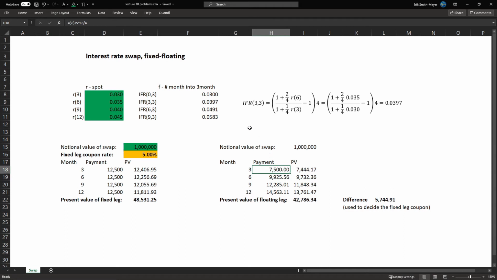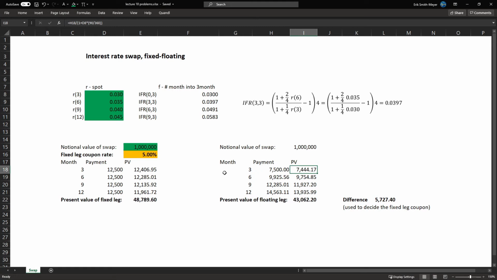And we see that the implied forward rate curve is upward sloping, so we expect the payments to go up, right? And we do the same for every single payment. We use the implied forward rate, the 3-month implied forward rate, times the notional value, and divide it by 4, because we have 4 payments per year. And that's why we need the implied forward rate.